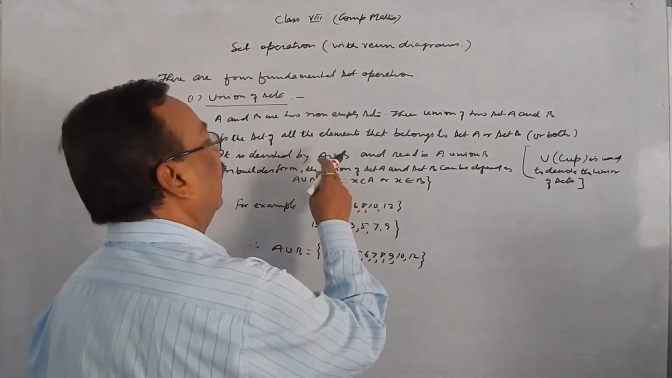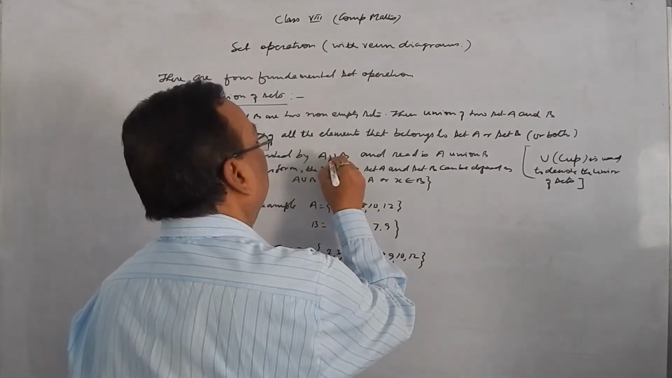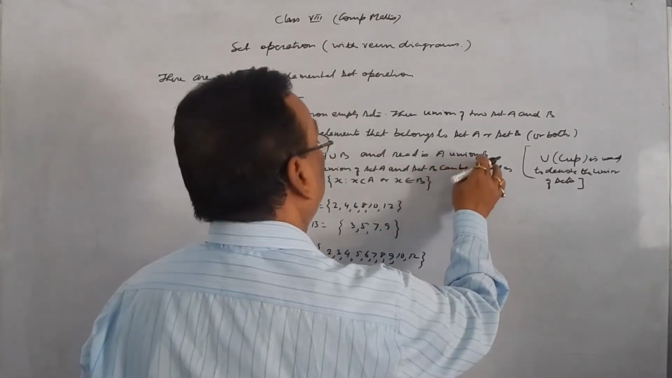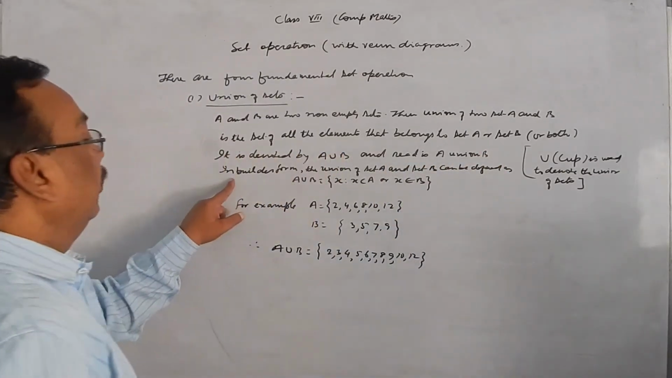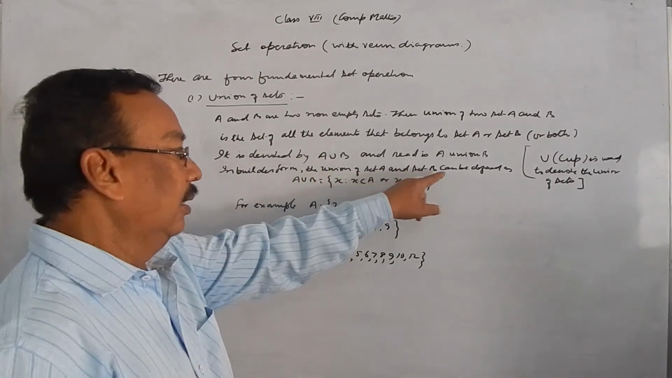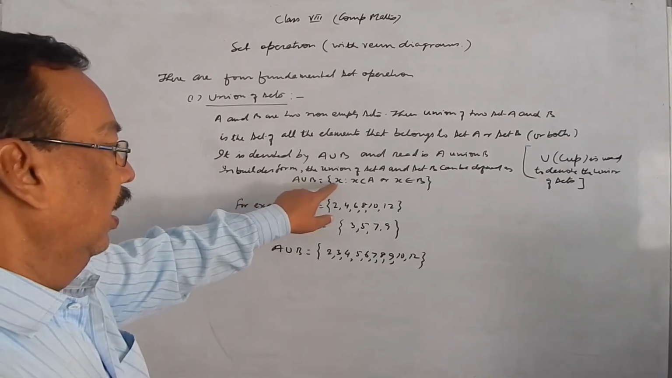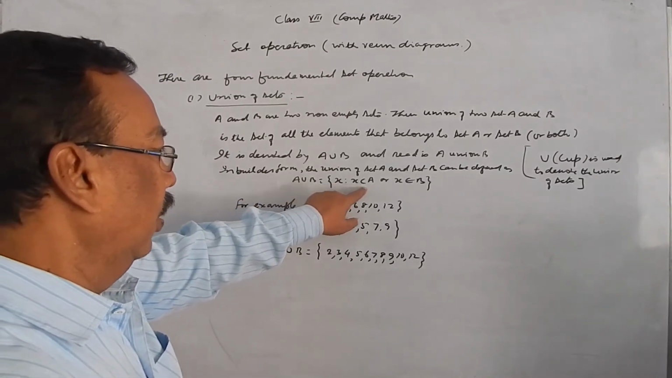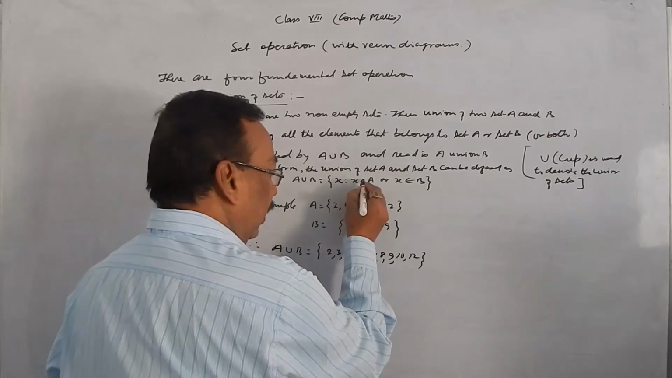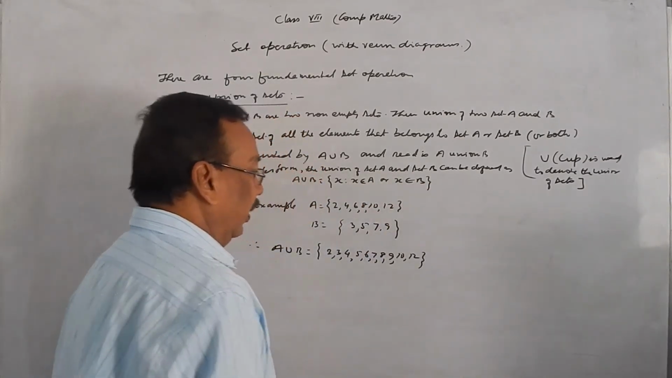Read as A union B. In set builder form, the union of set A and set B can be defined as A union B equals X such that X belongs to A and/or X belongs to B.